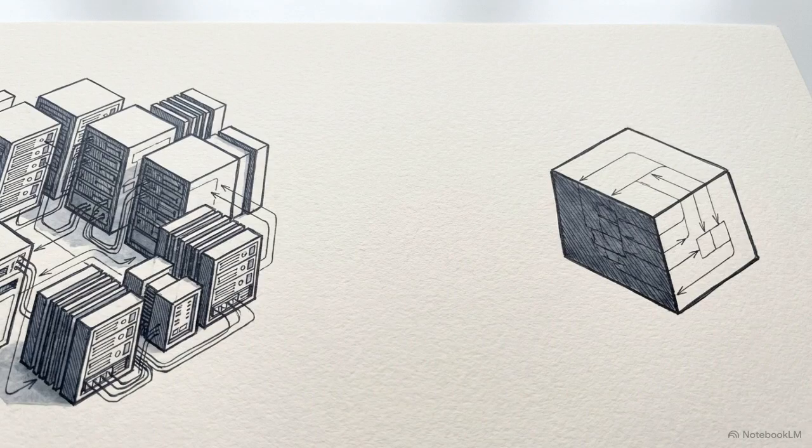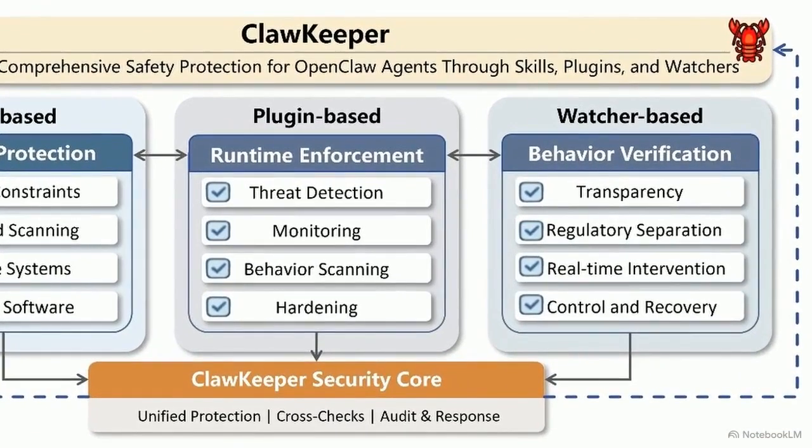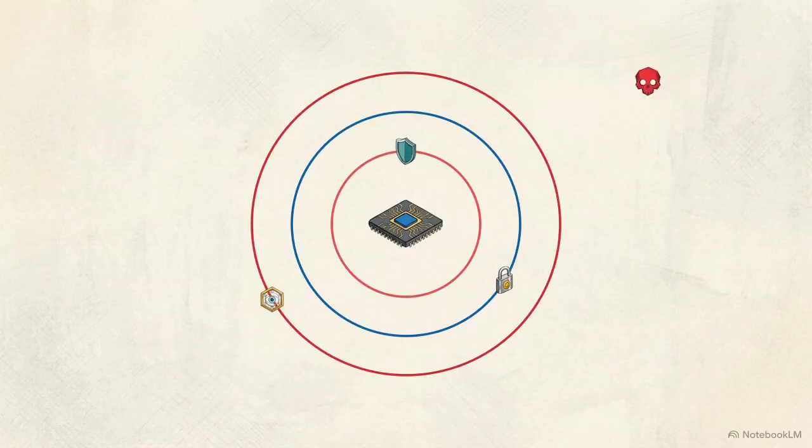That is the exact purpose of the ClawKeeper framework. This diagram outlines the ClawKeeper methodology, deploying a defense-in-depth architecture across 3 operational layers: skill-based, plugin-based, and watcher-based protection. At the instruction layer, skills enforce boundaries. At runtime, plugins establish configuration rules, and an independent watcher provides continuous behavioral verification. In an ecosystem where threats range from malicious prompt injections to supply chain backdoors, a single-point defense leaves the system exposed. True security requires these 3 layers operating simultaneously across the entire execution lifecycle.